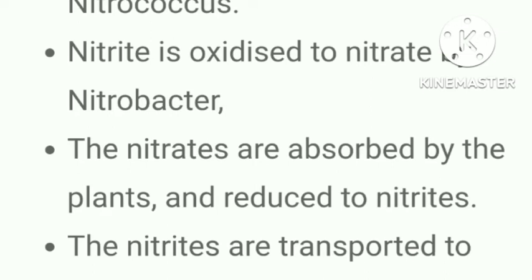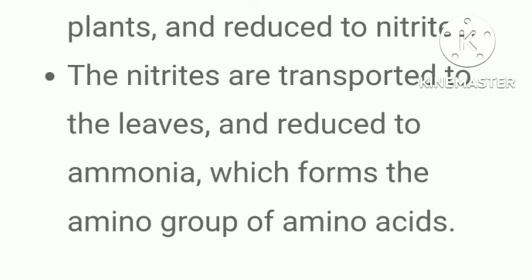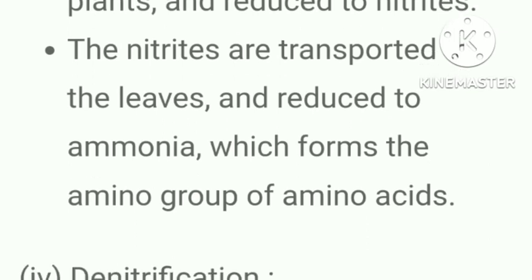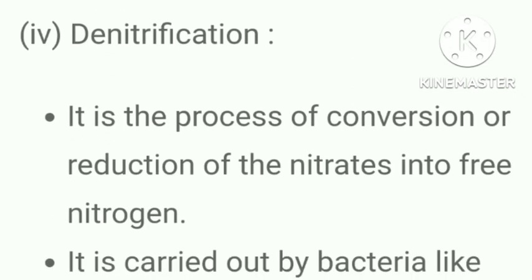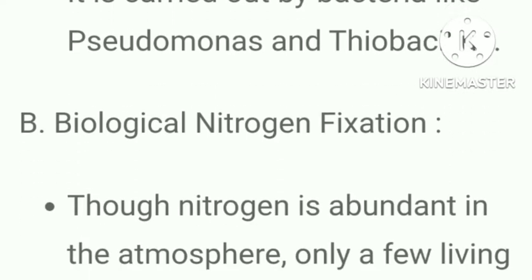The nitrates are absorbed by the plants and reduced to nitrites. The nitrites are transported to the leaves and reduced to ammonia, which forms the amino group of amino acids. Denitrification. It is a process of conversion or reduction of the nitrate into free nitrogen. It is carried out by bacteria like Pseudomonas and Thiobacillus.